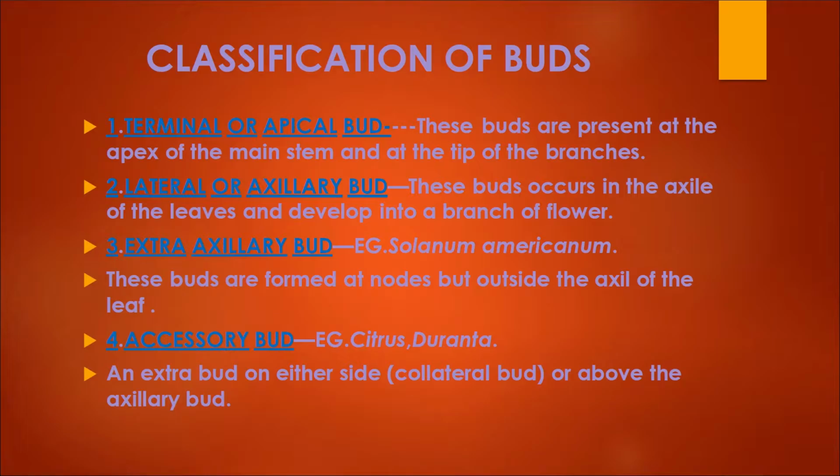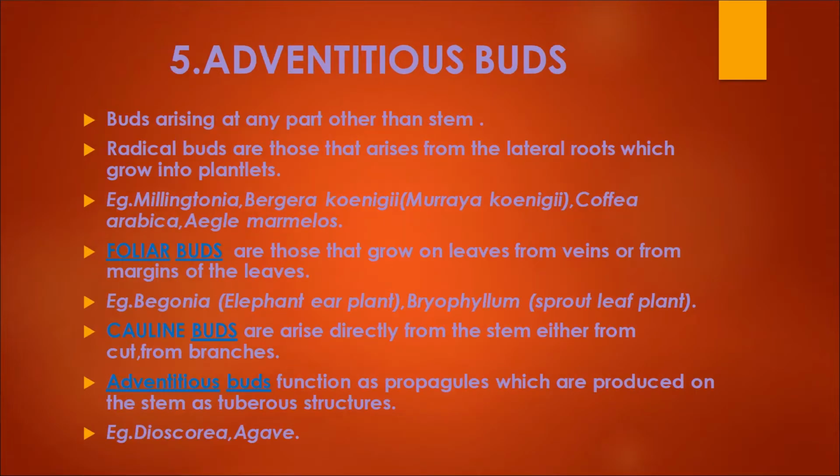Extra axillary buds are formed at the nodes but outside the axil of the leaf. They will not be in between the stem and the leaf, they will be outside the axil of the leaf, which can be seen in Solanum americanum. Accessory bud, example Citrus and Duranta. Here an extra bud on either side of the axillary bud will be produced.